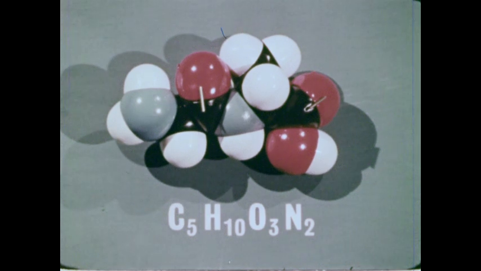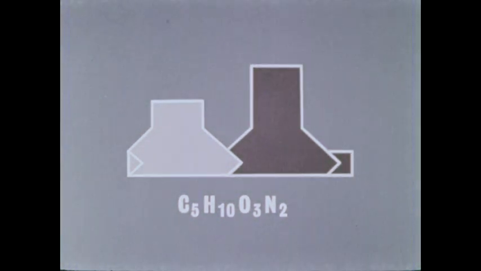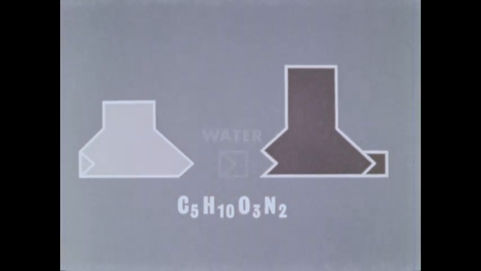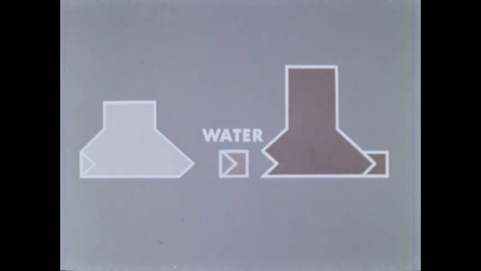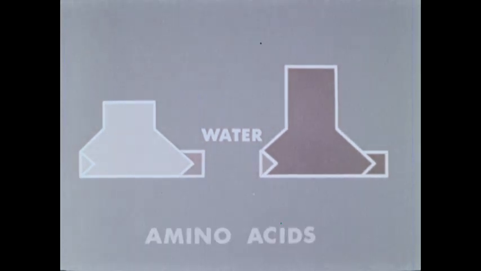Here is the chemical formula for this part of a particular protein molecule. Here is a schematic drawing of the same part of a protein molecule. This geometric figure represents two smaller molecules linked together. In the cell, protein molecules may be split in a process requiring a molecule of water. The component molecules thus formed are called amino acids.